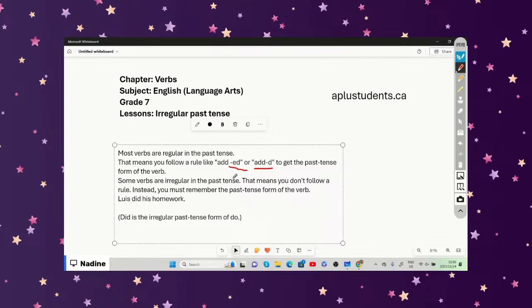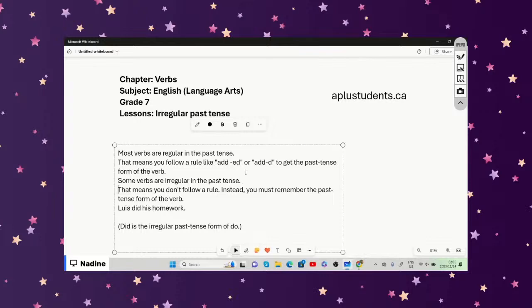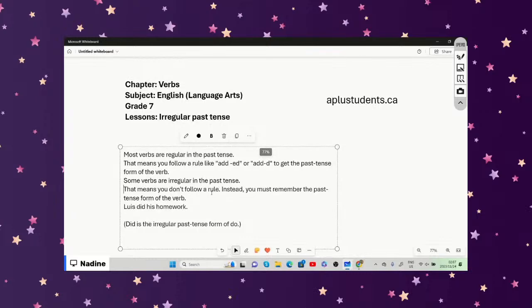But then we get some verbs that are irregular in the past tense. And this means that we do not follow any rules at all. Instead, you must just remember what the past tense form of that verb is, right? Which means that if your verb is in the present tense, maybe swear, for example, then you need to remember that swear in the past tense is swore, right?